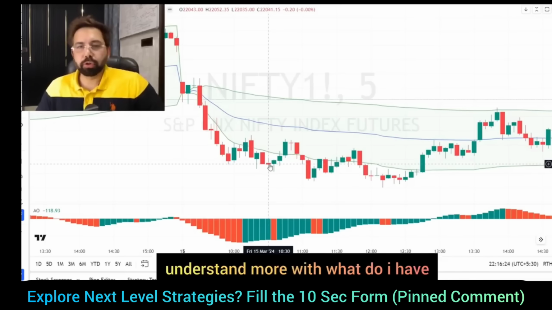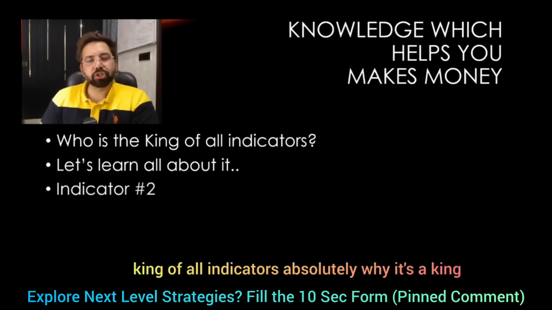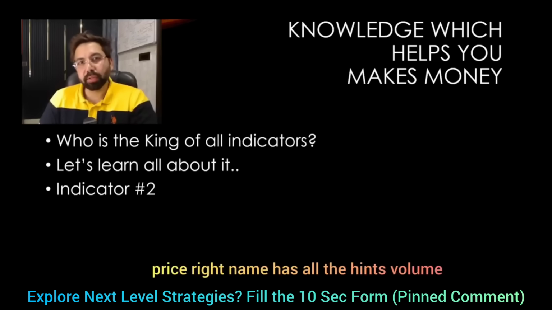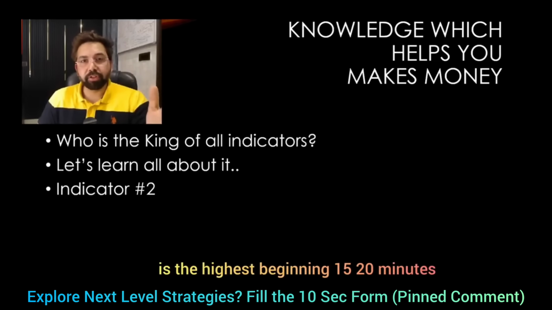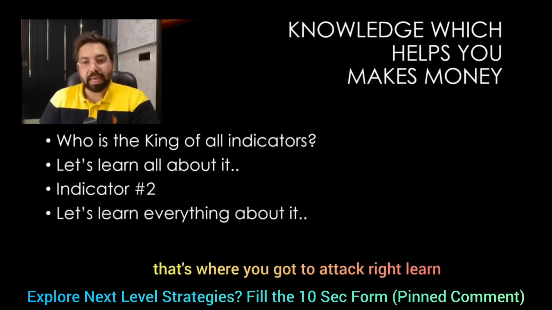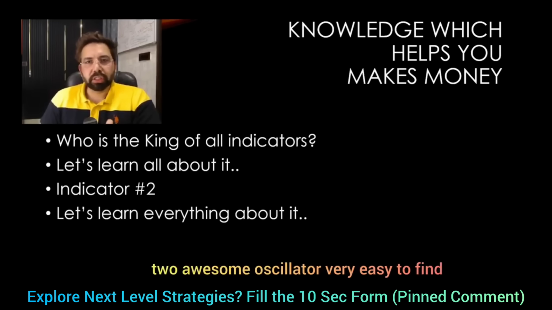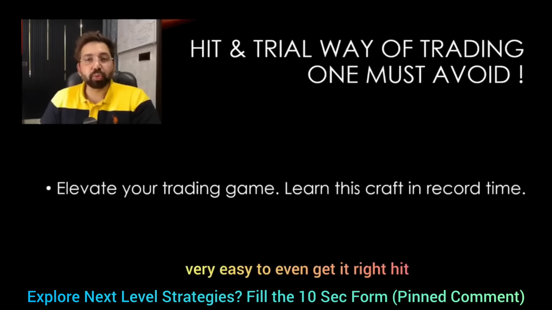Let's understand more with what do I have. King of all indicators, absolutely. Why it's a king? Because I've told you, volume weighted average price, right? Name has all the hints. The volume is the highest beginning 15-20 minutes. That's where you got to attack, right? Learn everything about this. Indicator number 2, awesome oscillator. Very easy to find, very easy to even get it, right?